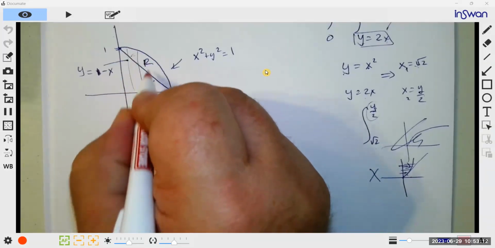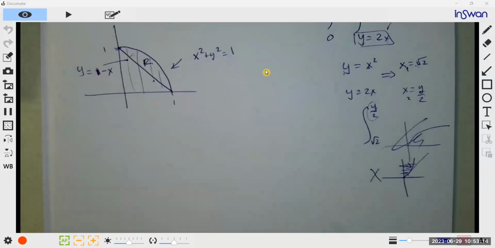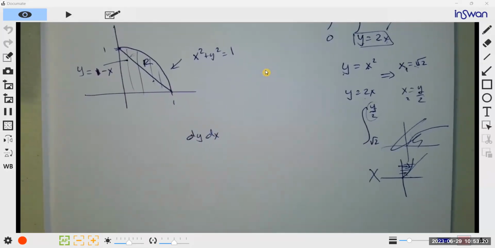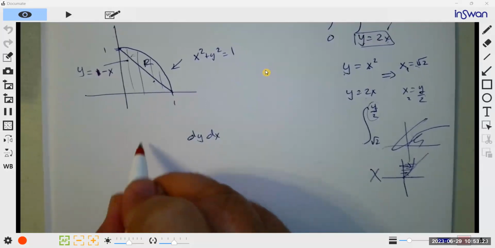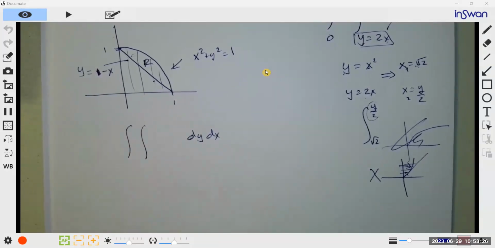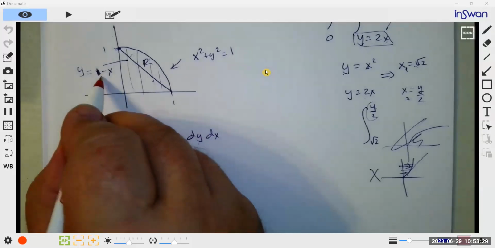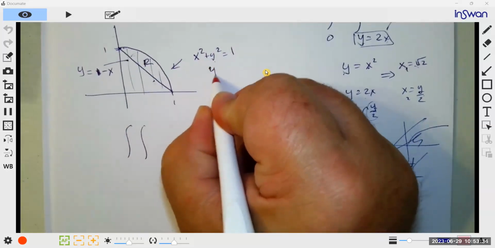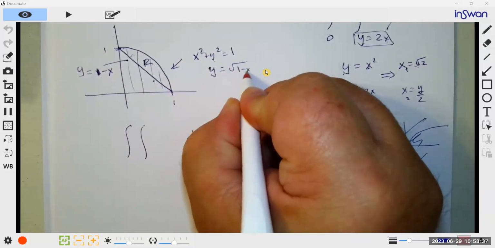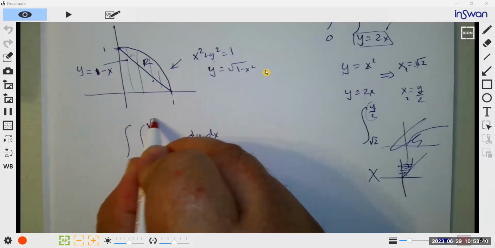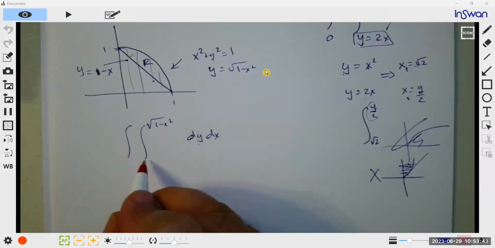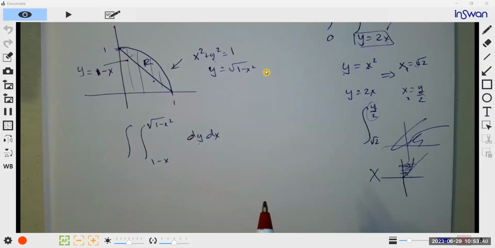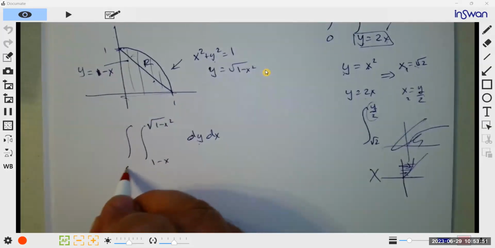If I did vertical, or if I'm going to do dy dx, then the bounds of my integration are just that. The outer one goes on top, so I solve for y. So it's the square root of 1 minus x squared. And the lower one is 1 minus x. And then the x goes from 0 to 1.